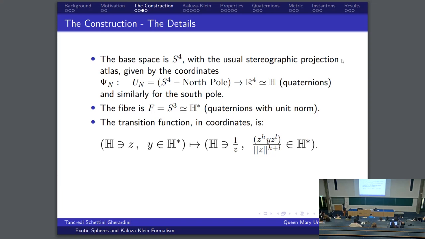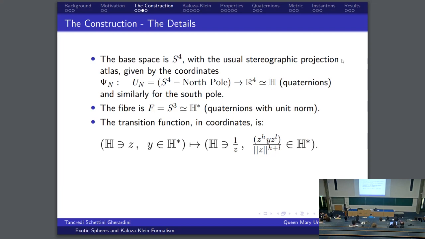So any point in the bundle in some local trivialization will be given by a point in the base and a point in the fiber. Now, under this transition function, Z is mapped to 1 over Z, and this is simply the inverse stereographic projection. So nothing is going on the base. It's 2 coordinate representations for the same point. On the fiber, you have a non-trivial action. That's where the twisting takes place. And Y is mapped to this thing.